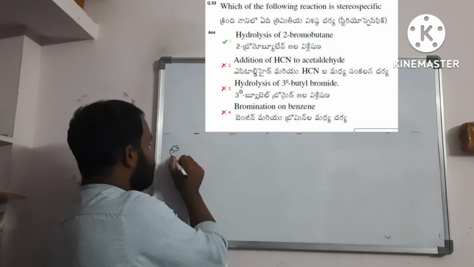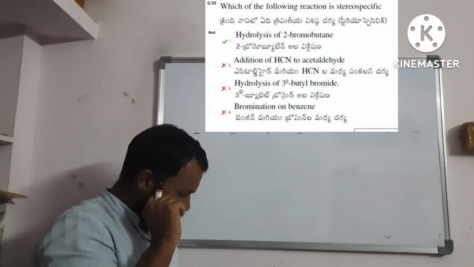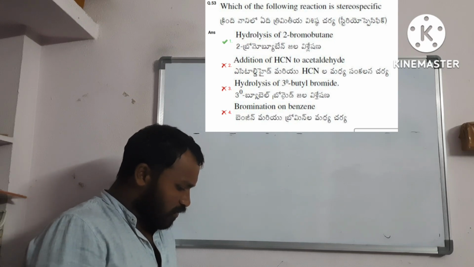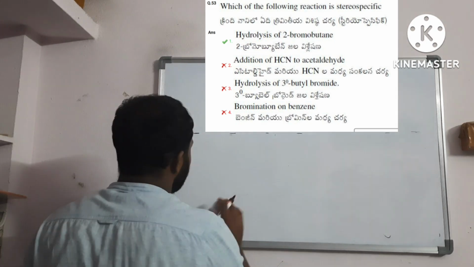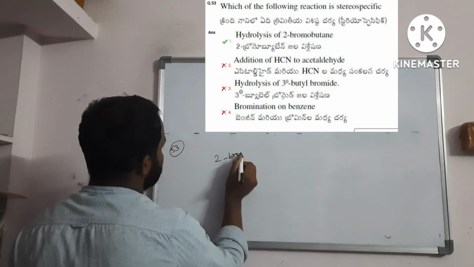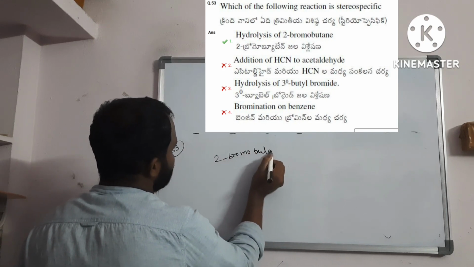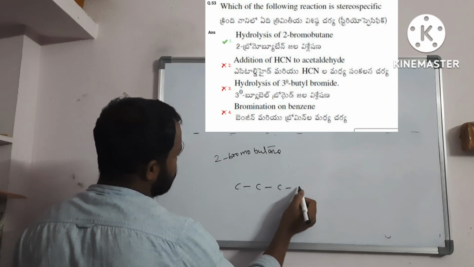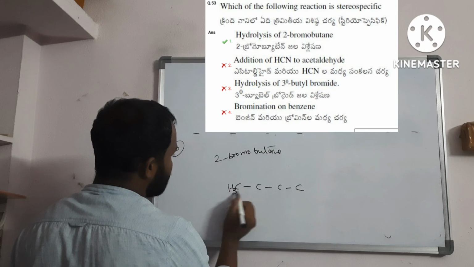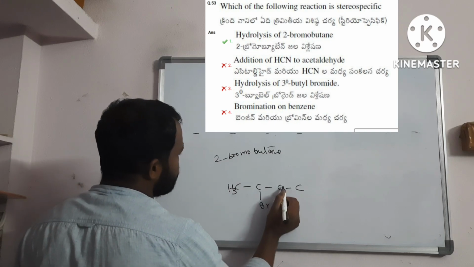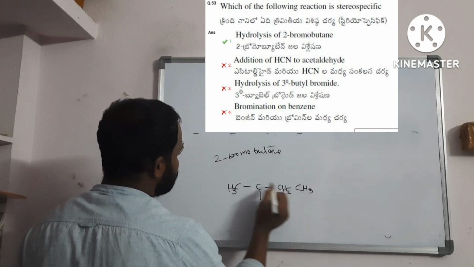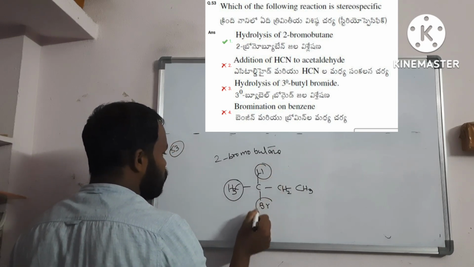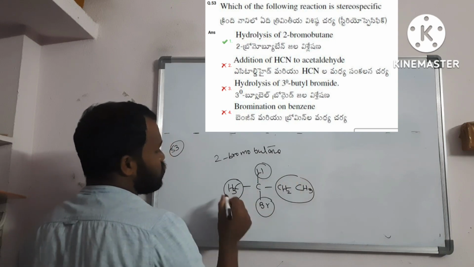Next question number 53. Which of the following reactions is stereospecific? Hydrolysis of 2-bromobutane. Butane means 1, 2, 3, 4, right? 2-bromo means bromine should be at the second position, and this is CH2, CH3. So we can say CH3, hydrogen, bromine, and CH2, CH3. So these are the 4 groups.